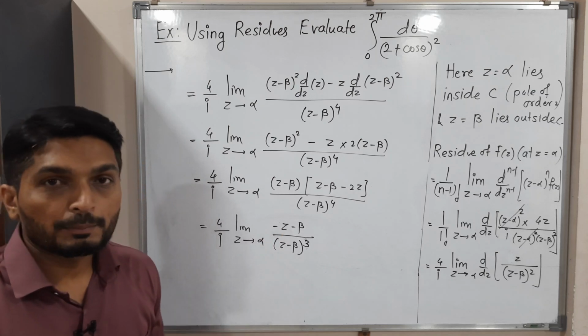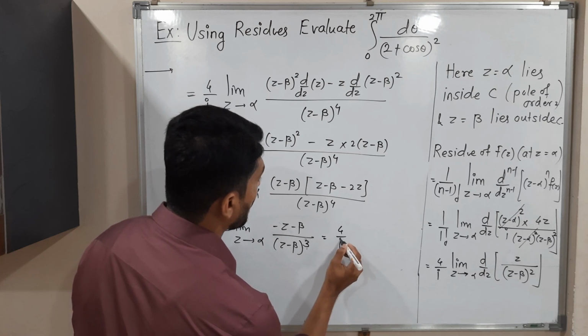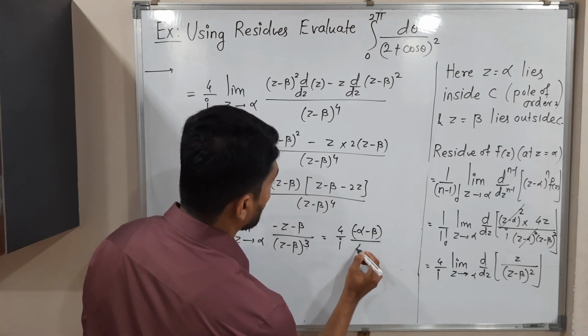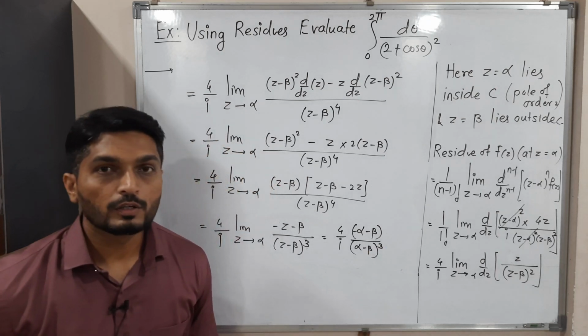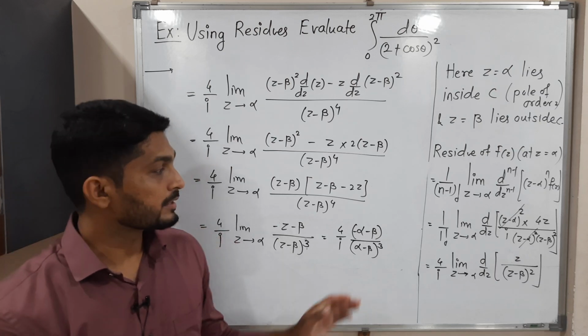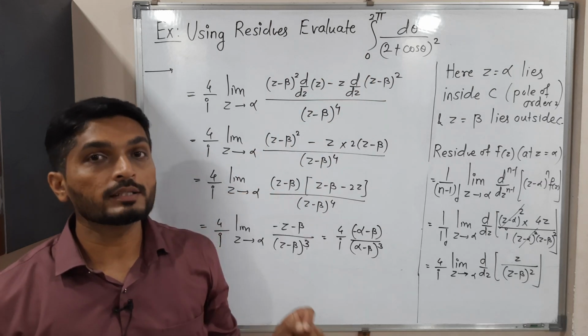Now we can apply the limit, that means in place of z I am going to put alpha. So 4 upon i, minus (alpha plus beta) upon (alpha minus beta) raised to 3, right? So this is the residue we have. So now it's time to use that theorem. Okay, value of integration is 2 pi i sum of residues.